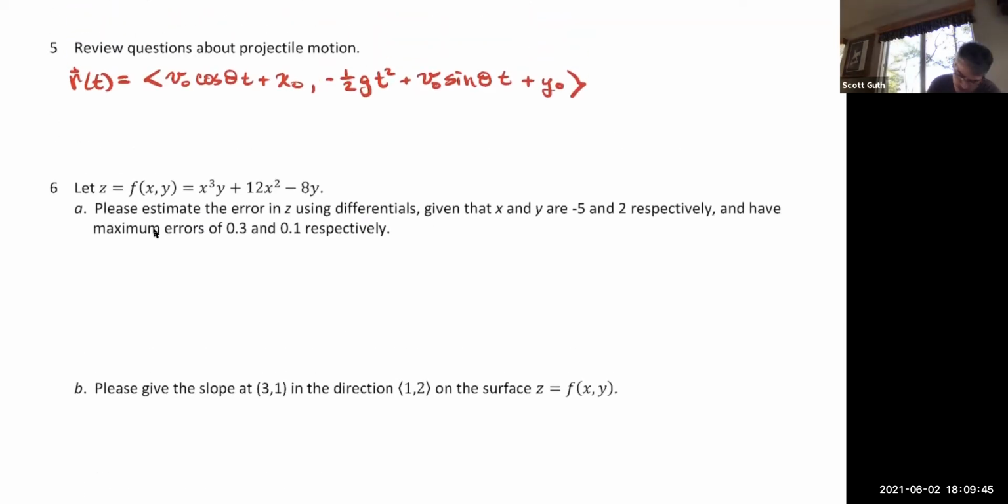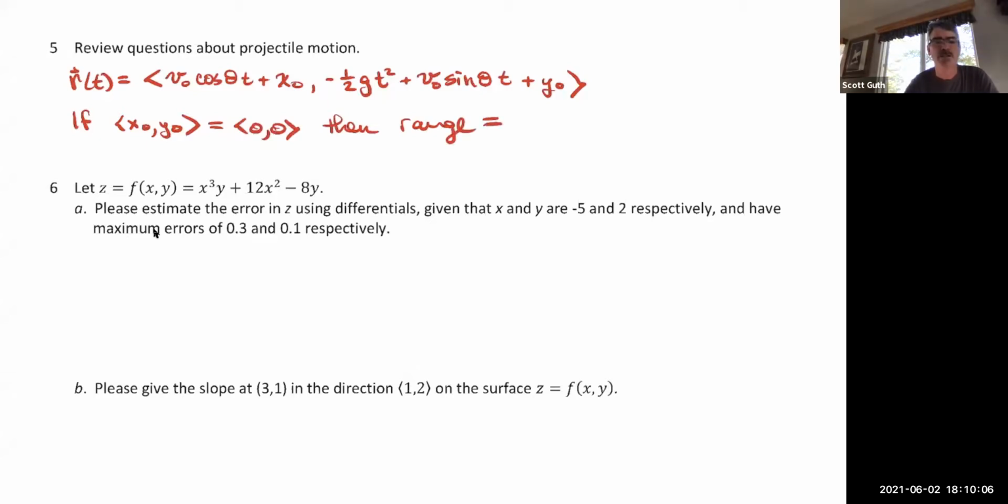I think we did have a formula for the range. So if x naught, y naught, the initial position, is the origin 0, 0, then the range, now that's a bit of a challenge here. I think it was like v naught squared sine 2 theta over g, but I gotta look, so hang on. Maybe somebody here knows. If you know it, feel free to share. I'm looking it up. I think it was in 13.4.